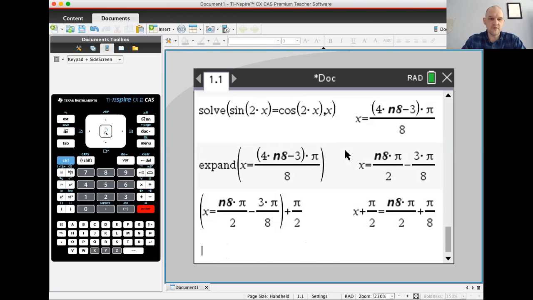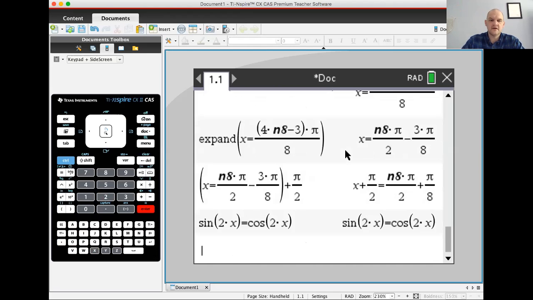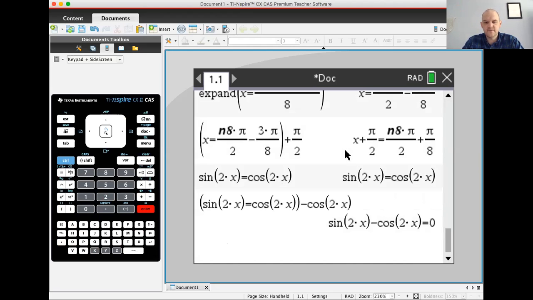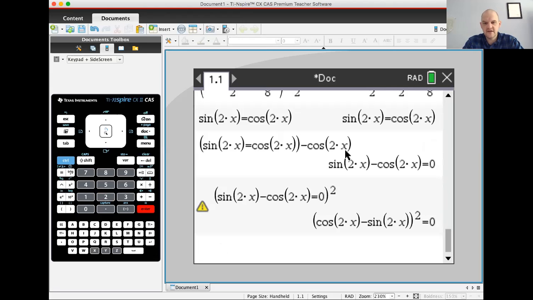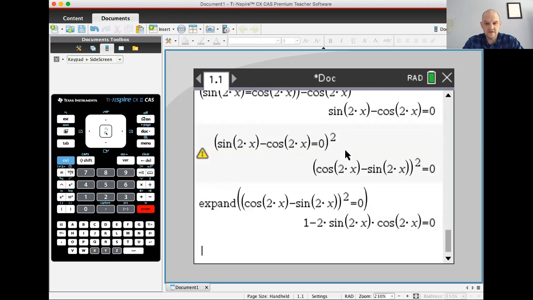The thing that I was worried about when we had sine of 2x equals cosine of 2x was that I was going to subtract cosine of 2x from both sides, and then square both sides, and then expand, and I get this. This is a problem because it doesn't just equal 0, so we can't use the zero product property. At that point, we wouldn't know how to solve this. So I thought it was better to divide by cosine of 2x, which worked for us. But then we had to check these extraneous solutions.